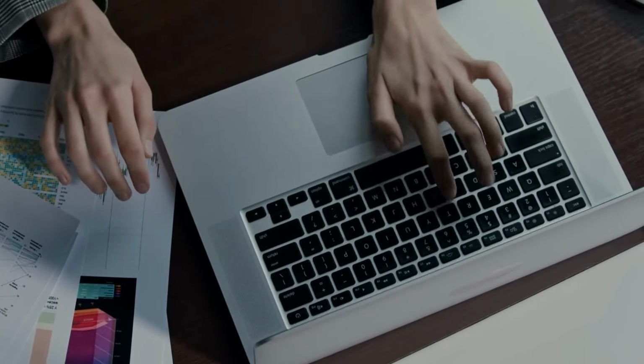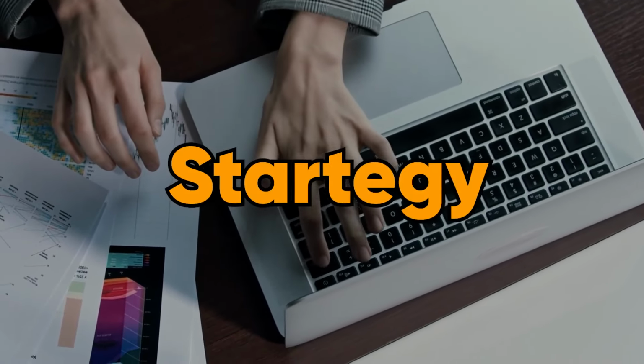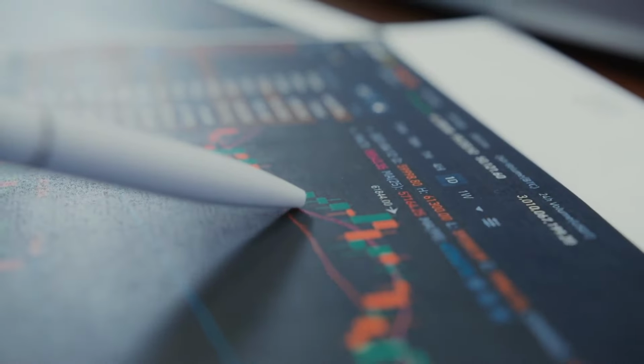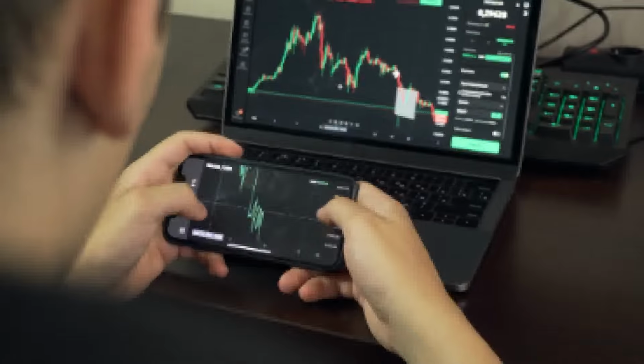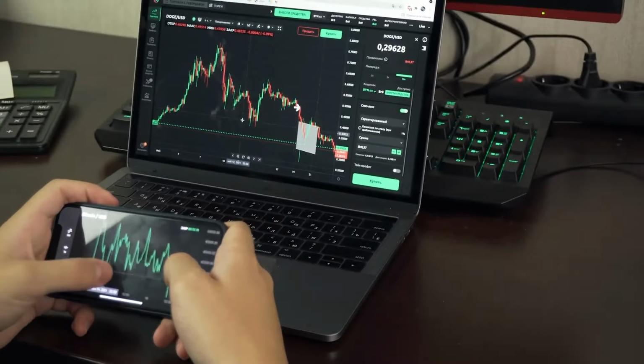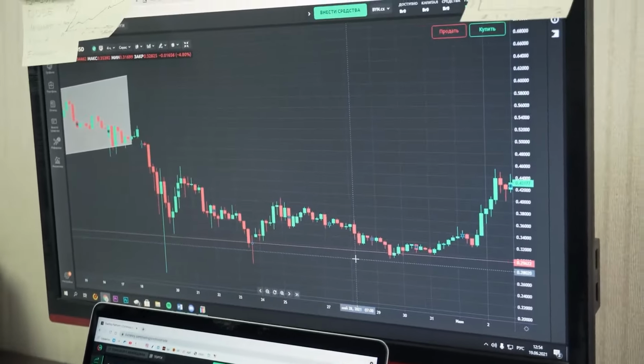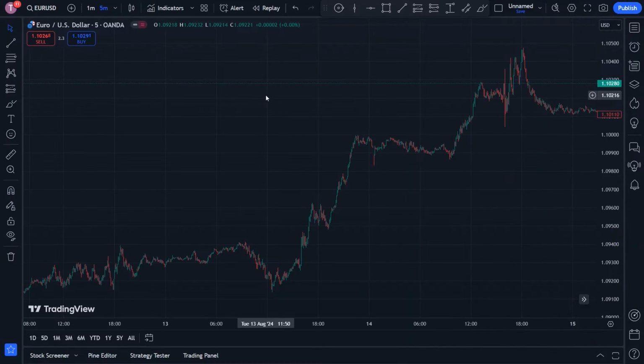Hello everyone! Today I'm going to explain a scalping strategy based on price action that has yielded good results for me and other traders in recent weeks. So if you also want to achieve some very good profits, I definitely recommend using this strategy. Let's dive into the explanation of this strategy.